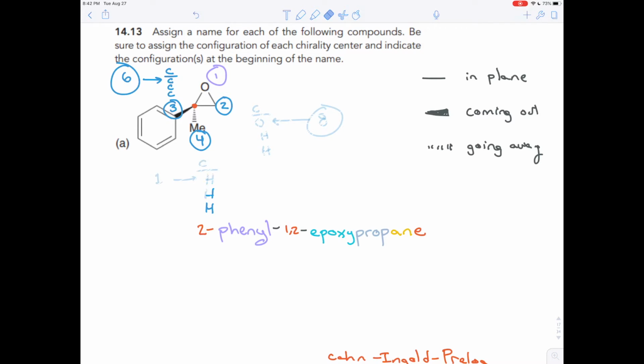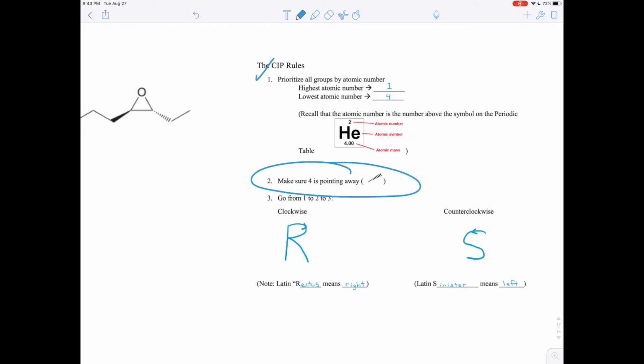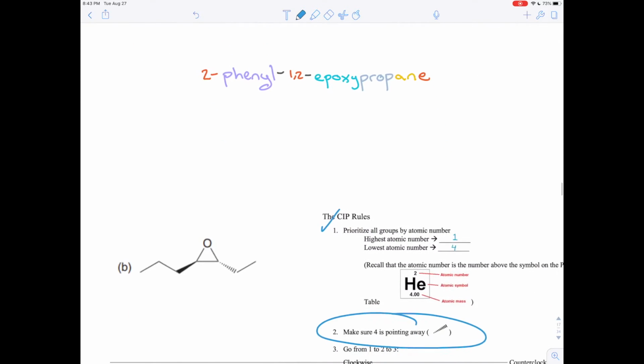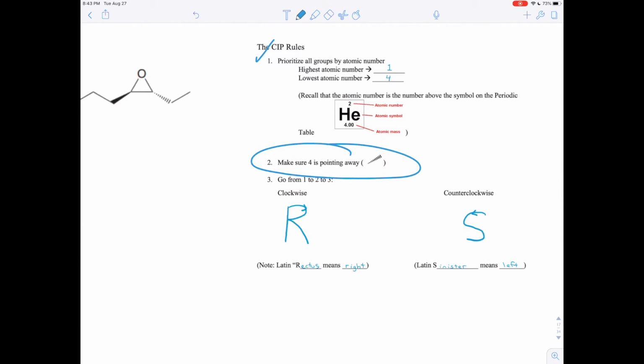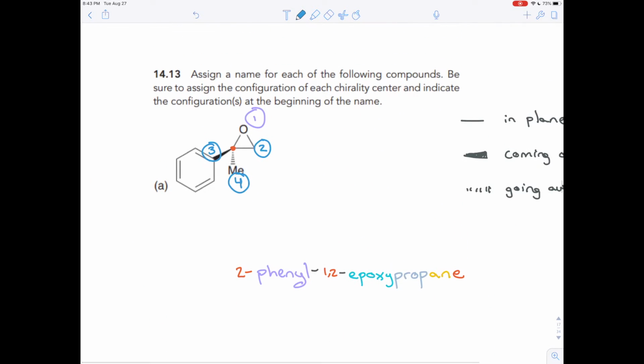All right. So once you have the priority set, if we refer back to these Cahn-Ingold-Prelog rules, CIP rules, once you have this first thing done, prioritizing, go to the second thing, make sure the 4th thing is pointing away. And lucky for us, it is. We'll see in one of the future examples what to do if it's not. If that's pointing away, we go on to the 3rd thing. We go from 1 to 2 to 3. Notice we're completely ignoring 4. So we ignore 4 now. Might as well even erase it. We go from 1 to 2 to 3. If it's clockwise, like it is here, then it's R. If it were counterclockwise, it would be S.